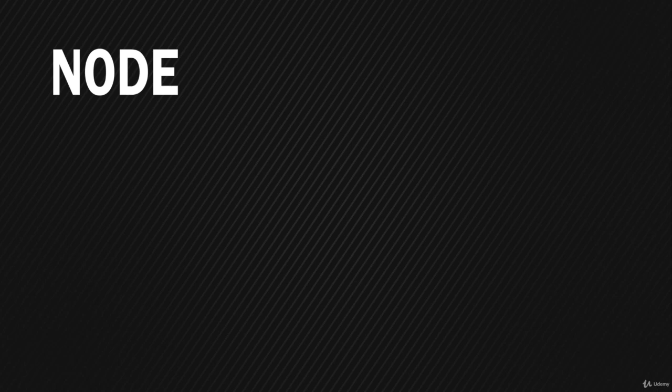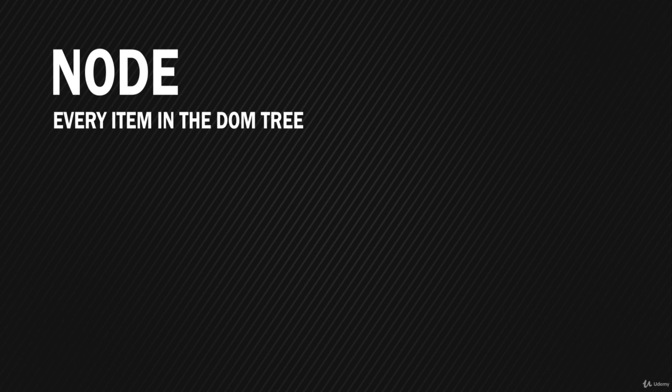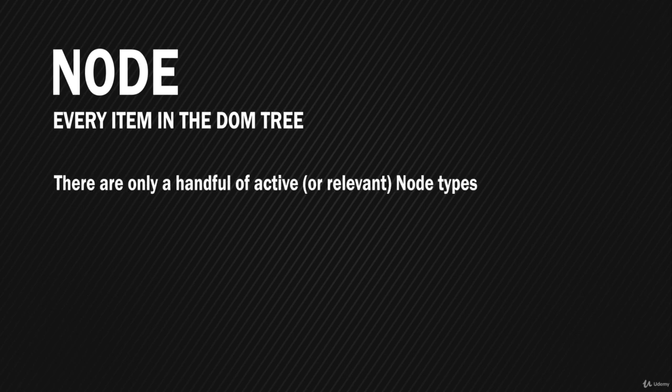Awesome, we have come a very long way. And now we know that every item in the DOM tree is a node. But what are the different node types? Well, the good news is there are only a handful of active, or should I say, relevant node types.